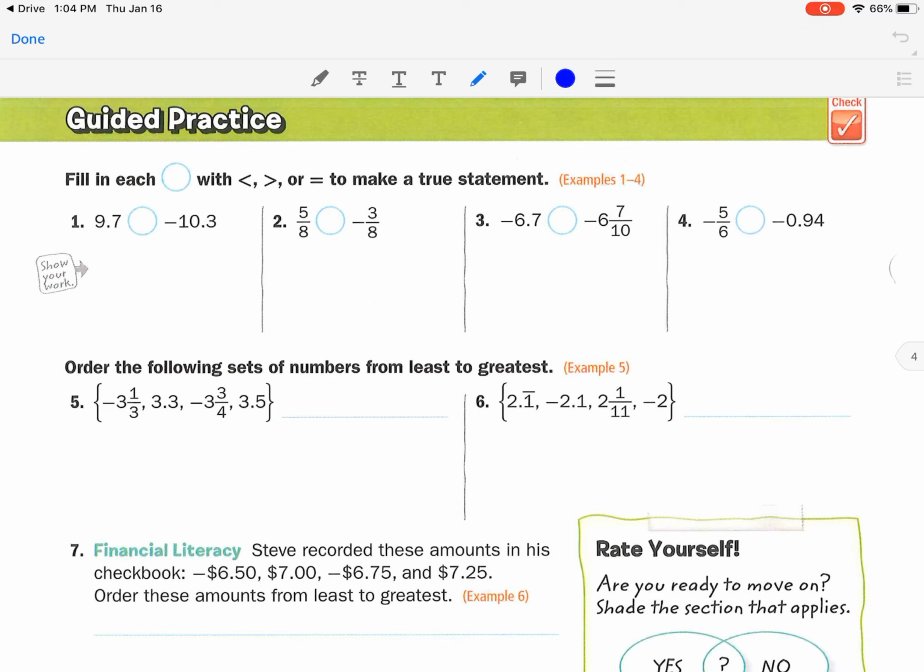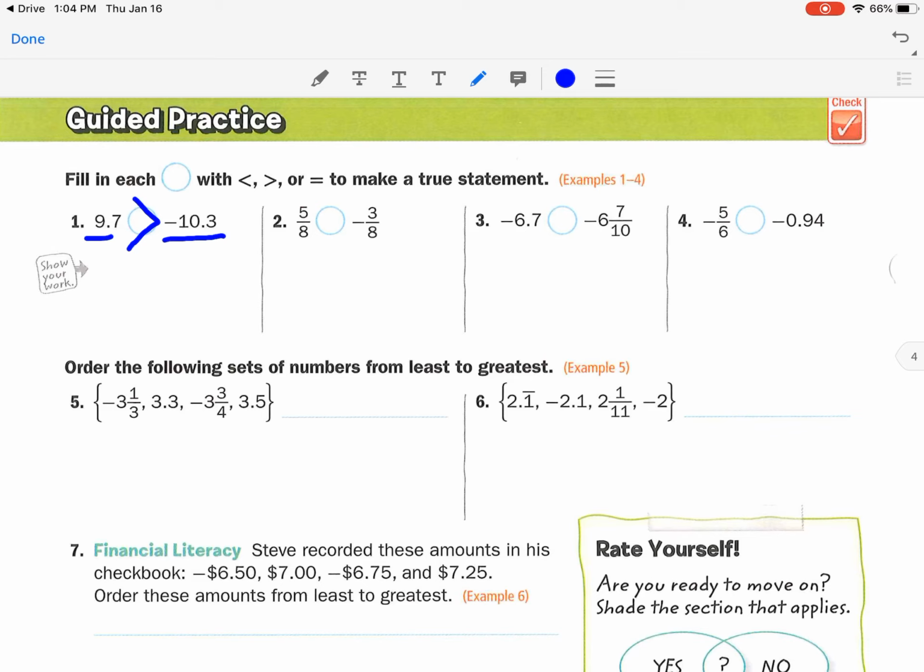I have 9 7/10, and I'm comparing it with negative 10 3/10. Okay, when I look at this, I know that I have a positive and a negative, and I know a positive is always greater than a negative.